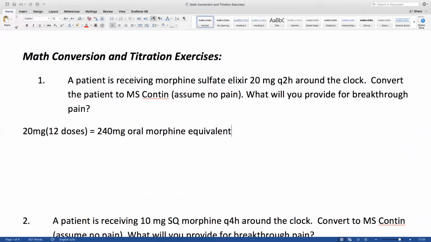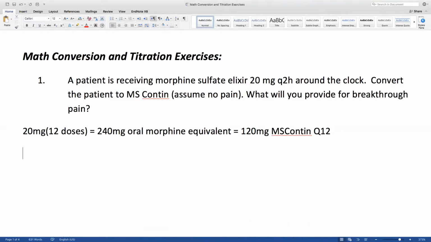What would you provide? So if we're going to do MS-Contin, which is basically just long-acting, I'm recording this, so I'll post it. 240, if we're going to convert to MS-Contin and we're going to do twice a day, that would be 120 milligrams of MS-Contin Q12. Do you guys agree?